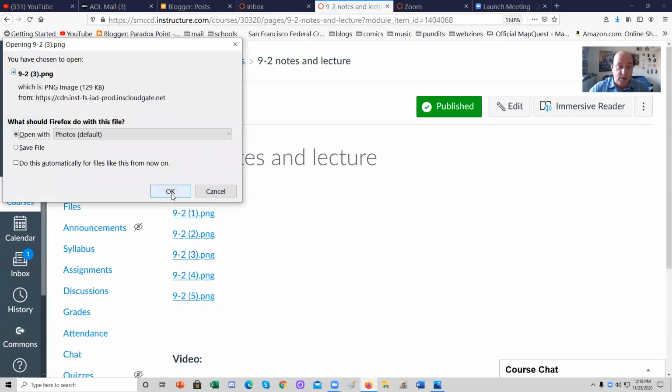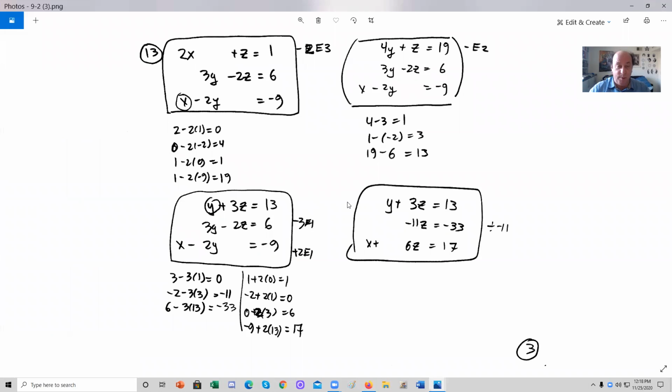It is the same as a 2x2 system, but it's basically twice as many steps. And that's annoying, and that's all there is to it. I'm sorry. Here we have a system: 2x plus 3 equals 1, 3 minus 2z equals 6, and x minus 2y equals -9. Well, this has a lot more blanks in it, which makes it faster.